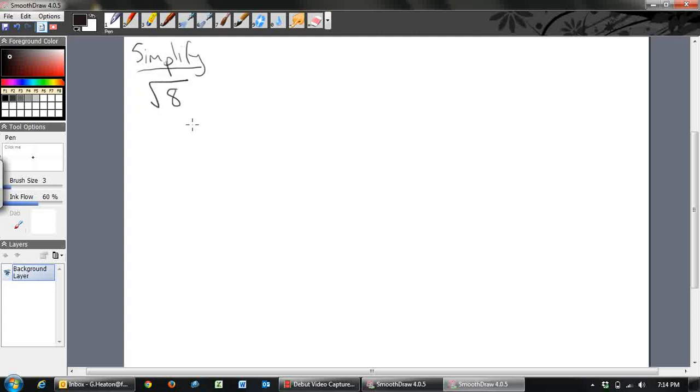Simplifying, okay. Let's start with root 8. Now, what we're looking to do is look at the number 8 here, and what we're trying to do is simplify it so that it's in its simplest surd form, and I'll show you what I mean by that.